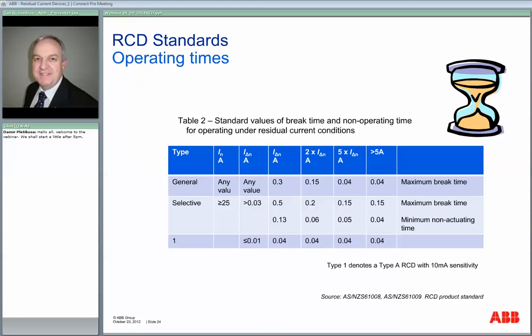Looking at the various devices, and it's similar to what we had on an earlier slide, you can see that at its general sensitivity, the device has to operate in 300 milliseconds, or 0.3 of a second, at twice 150 and 40 milliseconds thereafter for the general style. The selective ones have the possibility of higher currents and slightly different characteristics. There is another device which is shown in the standards, and it's called a Type 1. With this, as you can see here, these are the 10 milliamp versions, and because there is a higher degree of sensitivity, they're usually used in some form of medical application. They've got a requirement they have to operate in not more than 40 milliseconds all the way through. So again, it depends on the device that you're choosing.